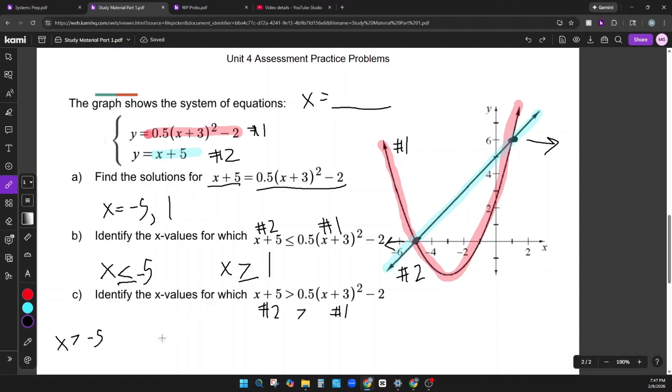And then I look at my other boundary points. So to the left in this case, it was to the right of this point, and it's to the left of this point that my blue line is greater than my red line. So I'm going to say x is less than 1. And these are my two answers for part C.